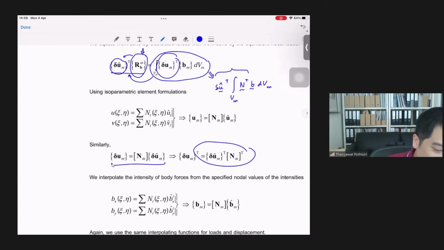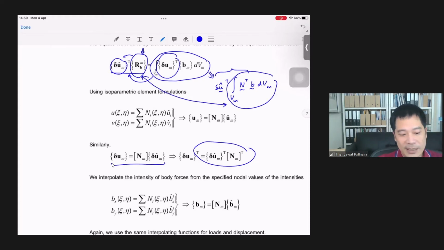You see that this essentially represents this work equivalent body force. So I mentioned previously that in case you happen to know the function of this body force, you can just plug this in to obtain the necessary equivalent body force, right?